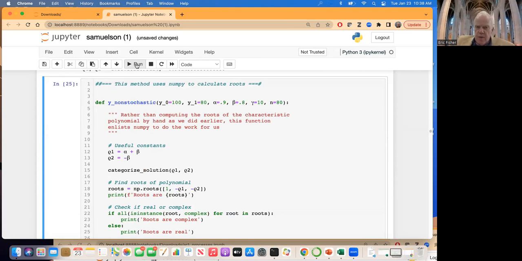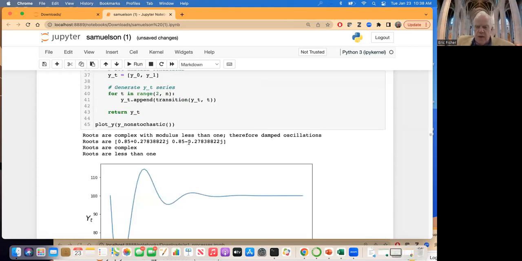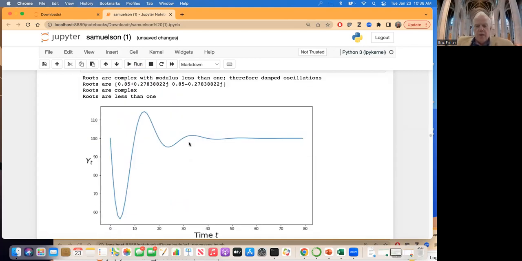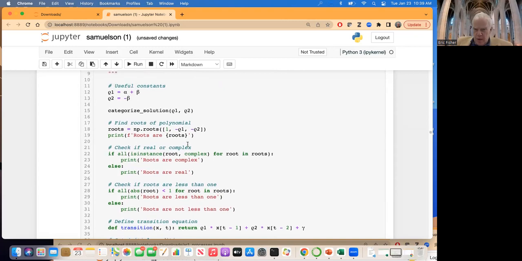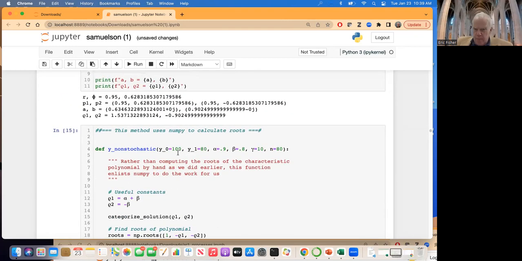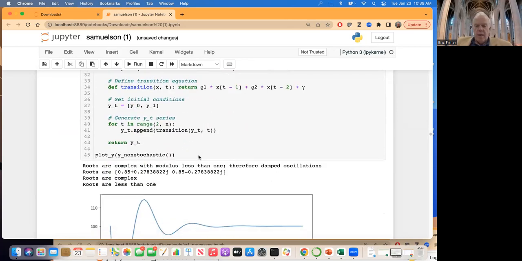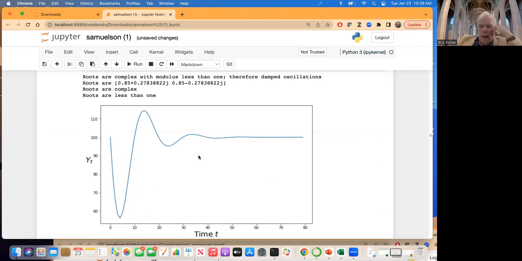So let's run this thing for the non-stochastic Y. And here's the picture you get. With the exact same initial conditions, I'm hoping. So the initial conditions were Y0 was 100 and Y1 was 80. Tell me, not Caleb and not Amma, who feels like talking? Anybody want to tell me what you see in this picture right now?